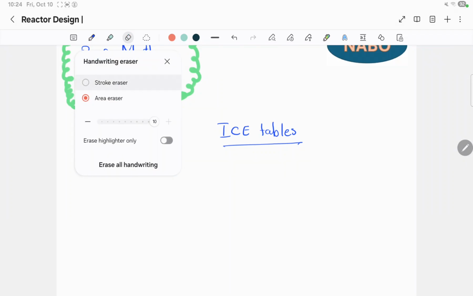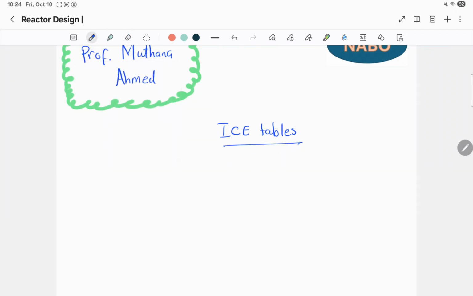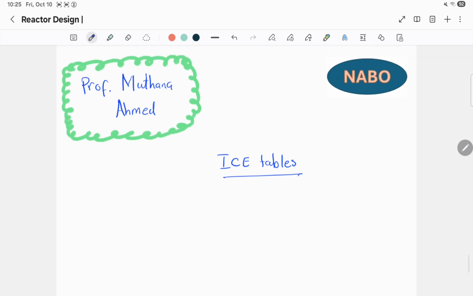Hello everyone. In today's class, we will go through the ice tables. The ice tables are basically used to find, for example, the final mole flow rate or the final concentration in terms of initial conditions such as initial concentration, initial molar flow rate, and also with respect to stoichiometry coefficient. So let's do an example.